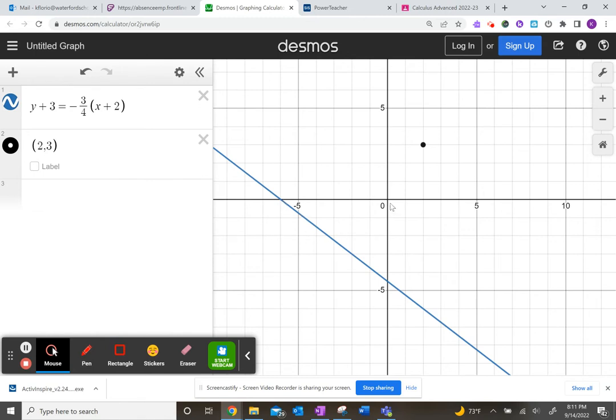What point is on it? You got a point right here, -2, -3. So if you're thinking about it, when you see the plus signs there, the point that's on the graph is going to be the opposite. So instead of +2, +3, it's actually -2, -3, but the slope is still negative 3/4.